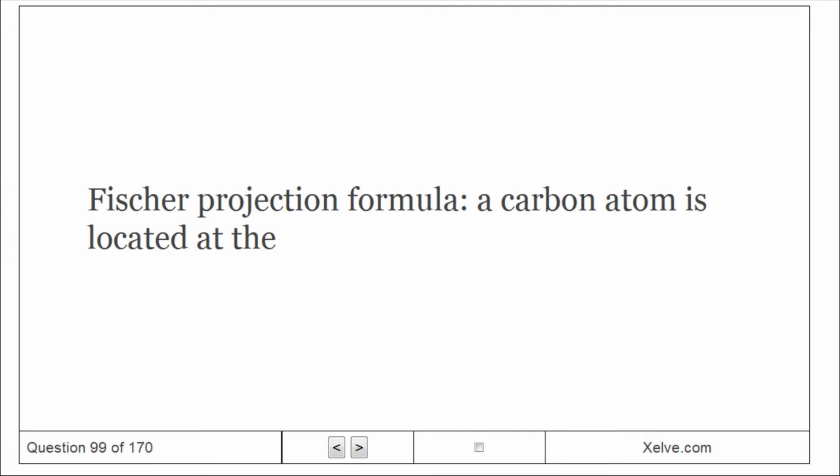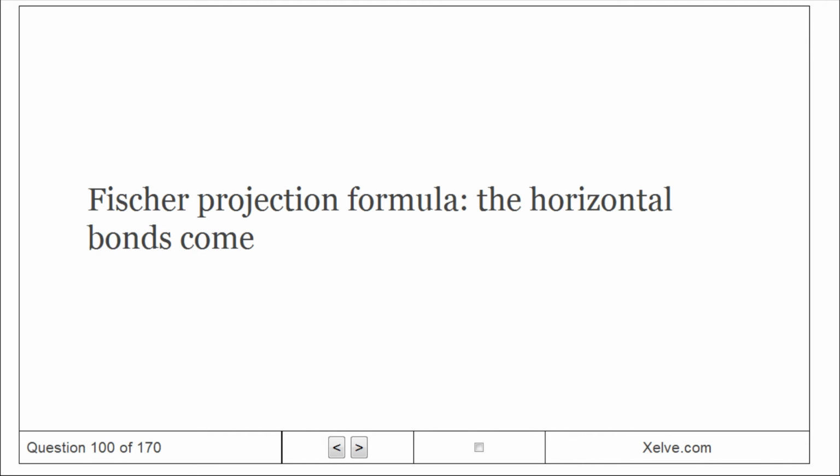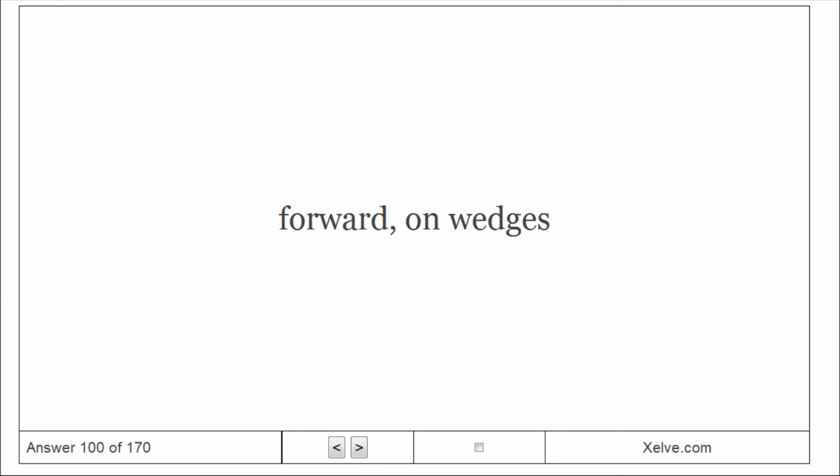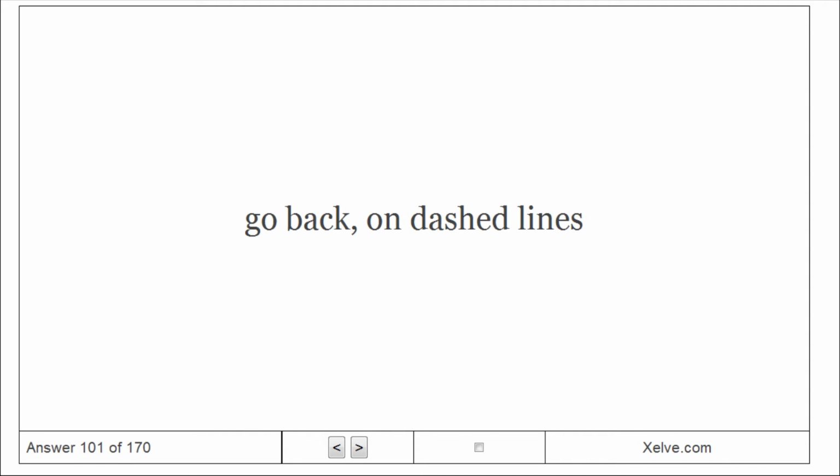Fischer projection formula. A carbon atom is located at the intersection of the two lines of the cross. The horizontal bonds come forward on wedges. The vertical bonds go back on dashed lines.